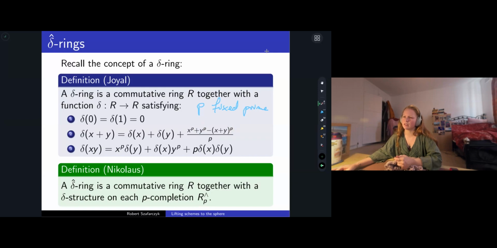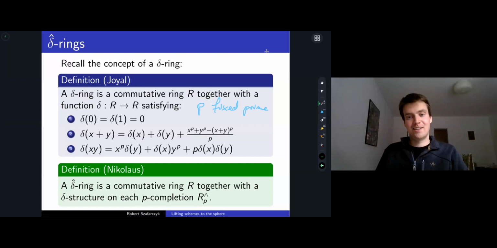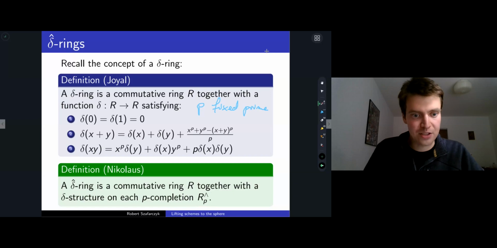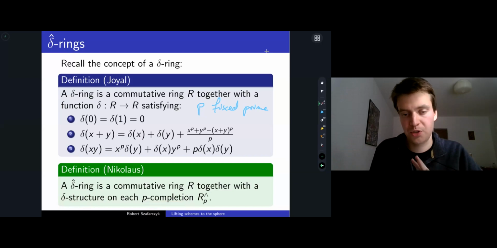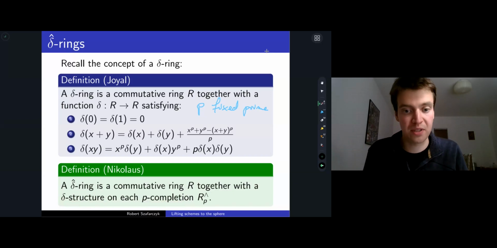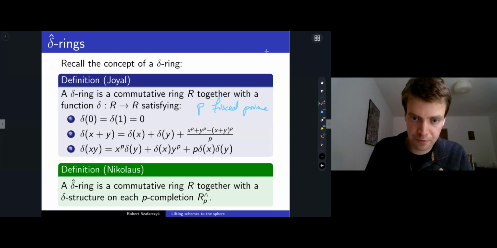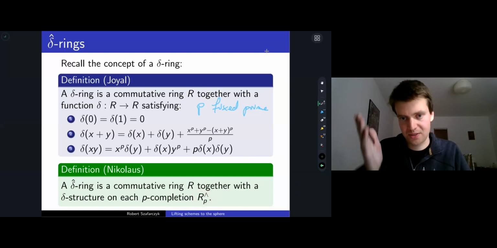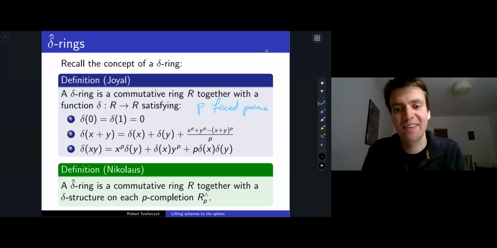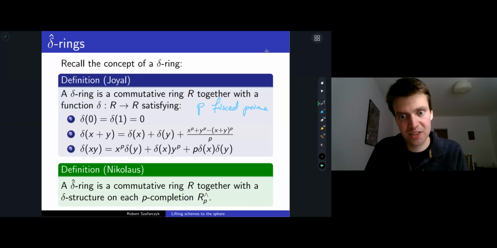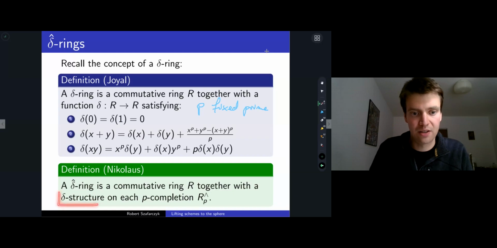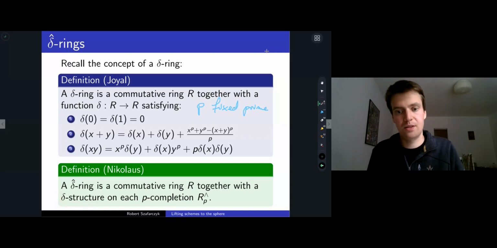So does the prime need to be invertible in the ring? Is there any connection between assumptions? Yeah, so first remark is that those delta structures for different P's do not talk to each other. They're completely unrelated. And second thing is that if P is invertible in R, then the P completion is 0, because I take quotients by P to the n and then take a limit. The quotients are 0, so the limit is also 0. So this delta structure only matters if P is not invertible.